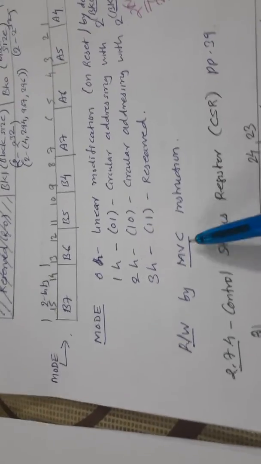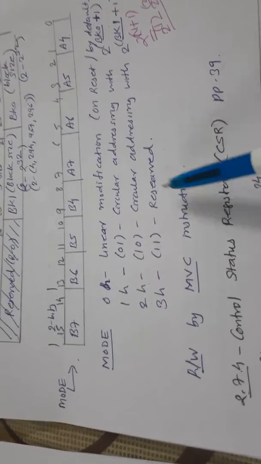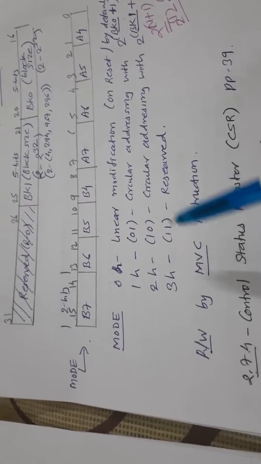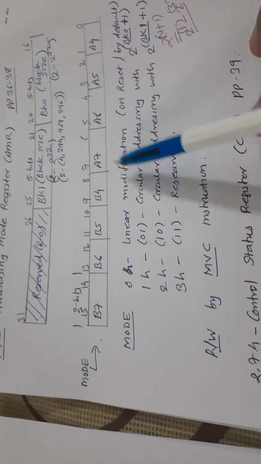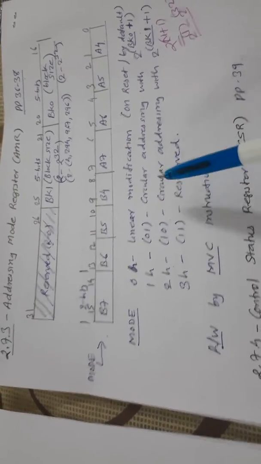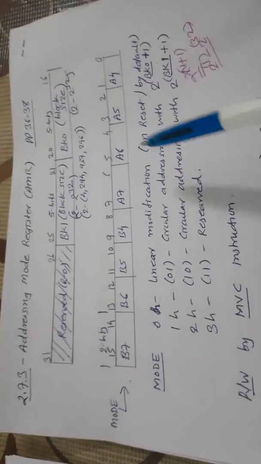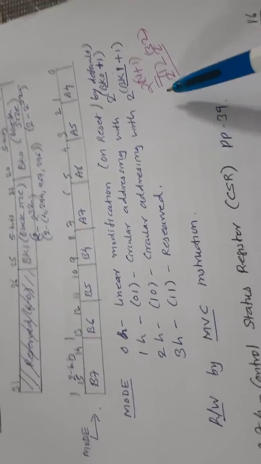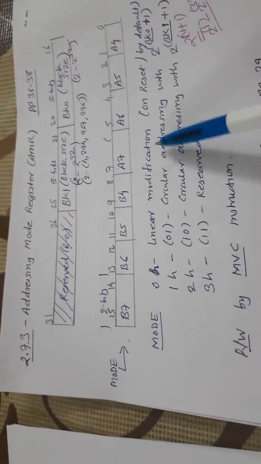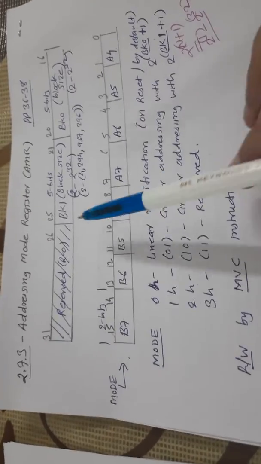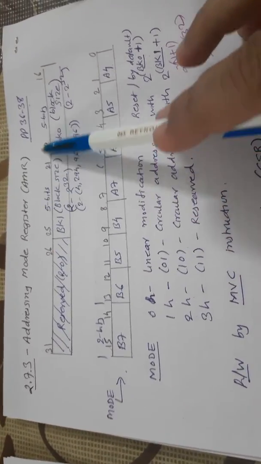So read and write can be performed by the MVC instruction. As I told you, for the MVC instruction to access all control registers, the .S2 unit is used in every case. Okay, so this is the addressing mode selection. Particularly when you select circular addressing mode, then we have to configure the AMR register.